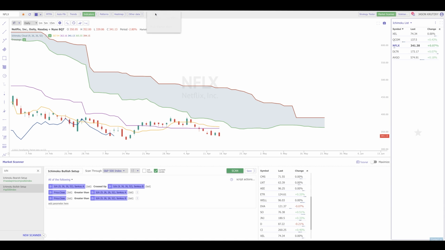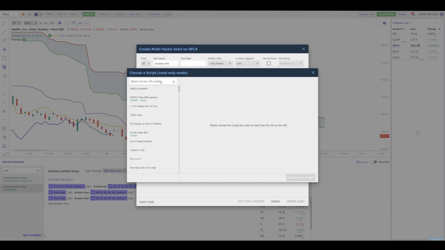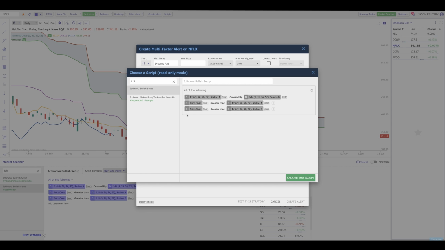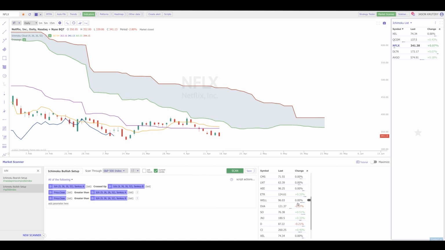Then we just come up to Create Alert, say Multi-Factor Alert, go to Script Actions, Load from Template, type in Itchy, select the bullish setup. Again, you can see the criteria is the same. Choose the script, choose our expiry, say Create Alert, and now we'll be alerted the next time Netflix meets our entry criteria.